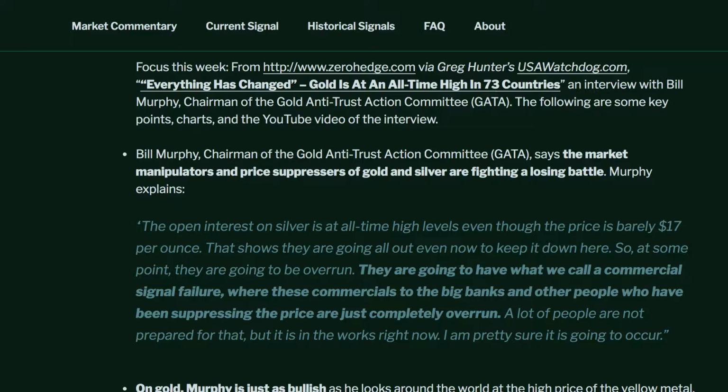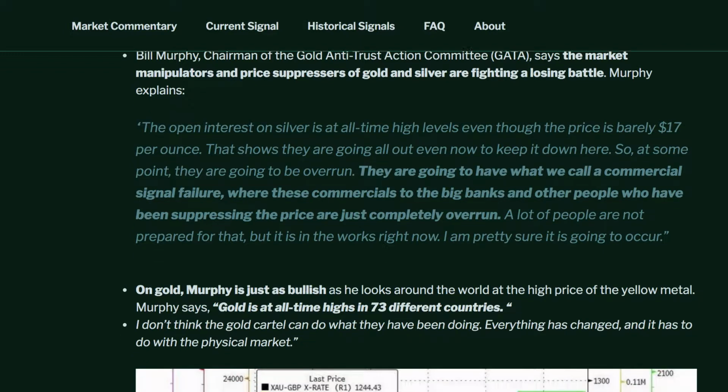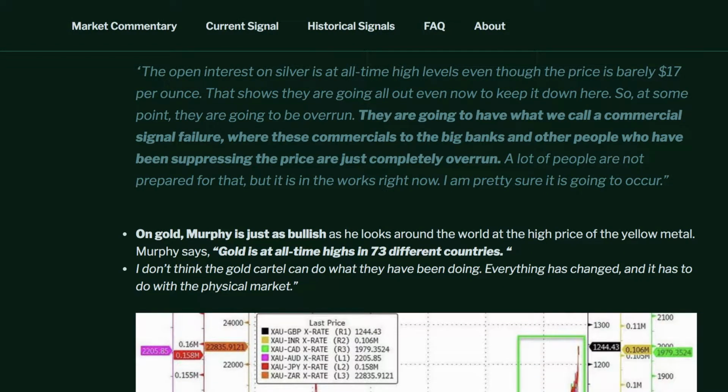Bill Murphy, chairman of the Gold Antitrust Action Committee, says the market manipulators and price suppressors of gold and silver are fighting a losing battle. Murphy explains, quote, "The open interest on silver is at all-time high levels, even though the price is barely $17 per ounce. That shows they are going all out, even now, to keep it down here. So, at some point, they are going to be overrun.